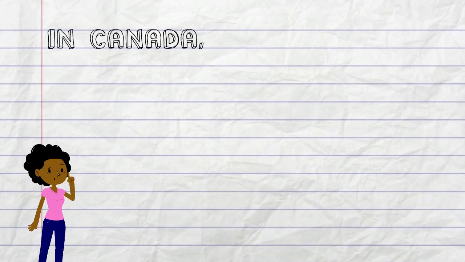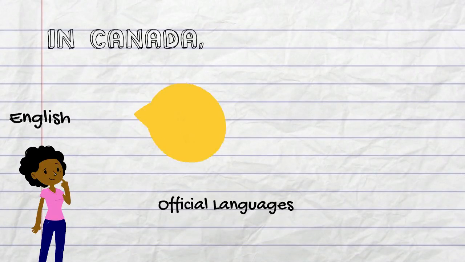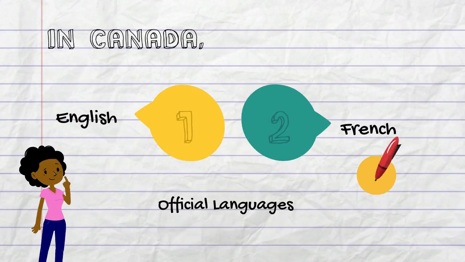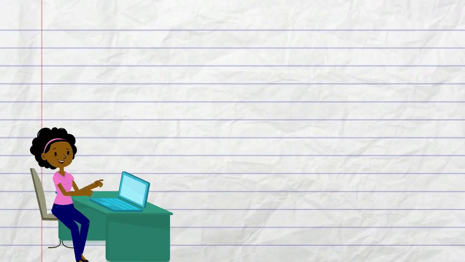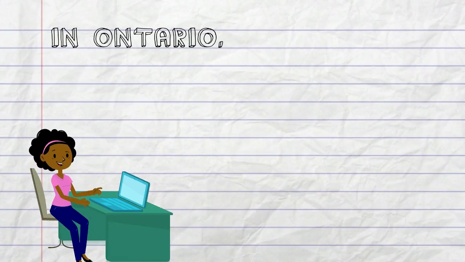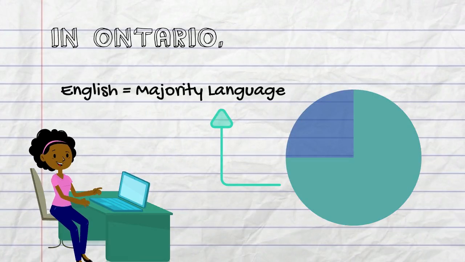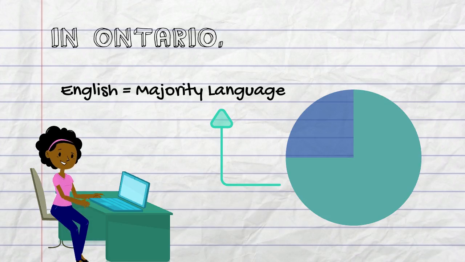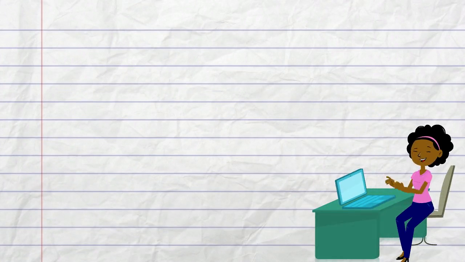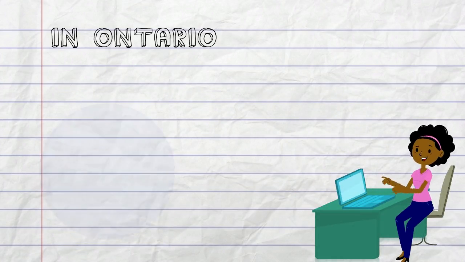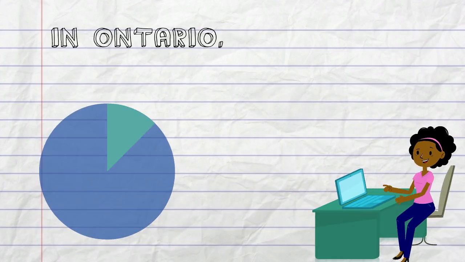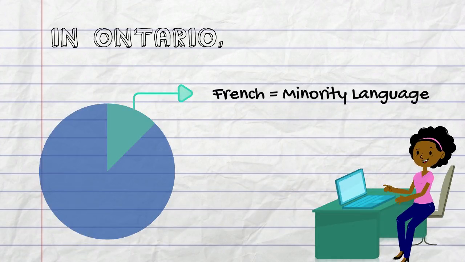In Canada, we have two official languages, English and French. In Ontario, English is the language spoken by the majority of the population. Therefore, it is a majority language. While French is spoken by a minority of the population, it is therefore a minority language.